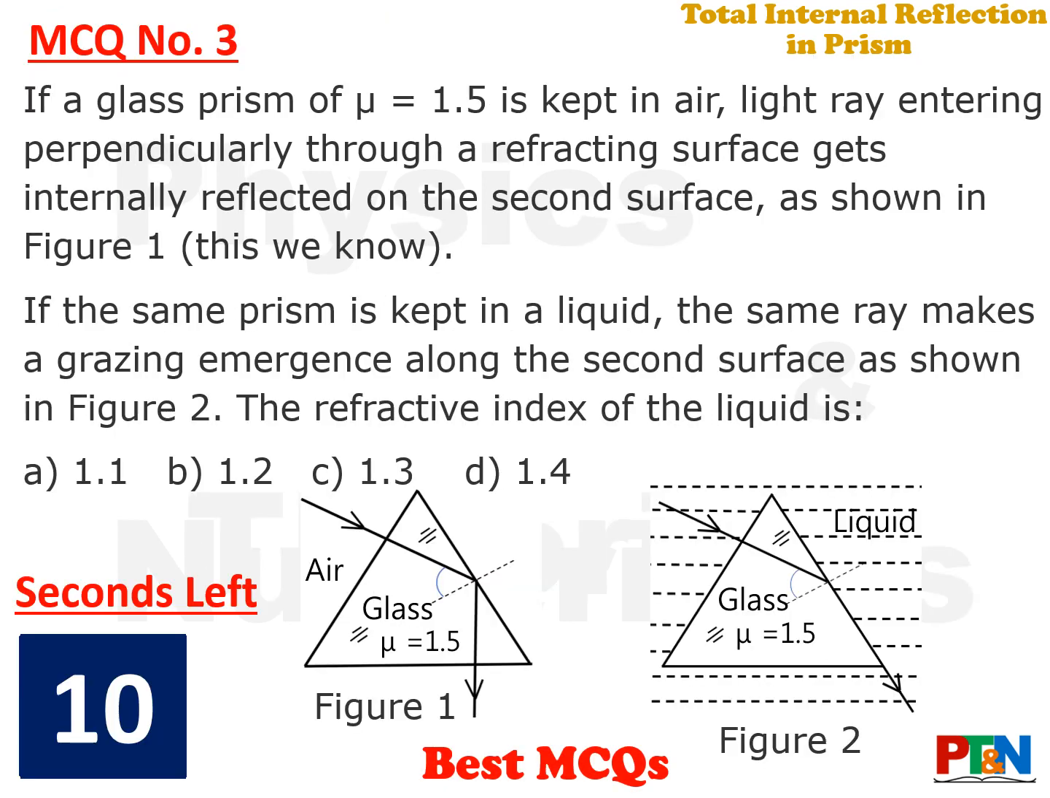Next MCQ. If a glass prism of refractive index 1.5 is kept in air, the light ray entering perpendicularly through a refracting surface gets internally reflected on the second surface as shown in figure 1, just as we saw in the previous MCQ. That we know. Now if the same prism is kept in a liquid, the same ray makes a grazing emergence along the second surface as shown in figure 2. That means when this same prism is put in liquid, the same ray creates the critical angle.